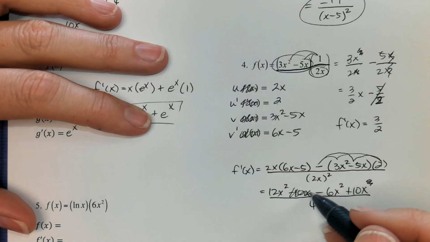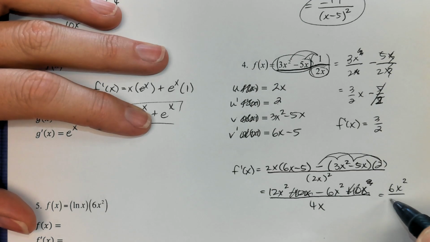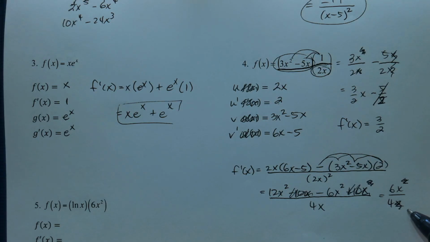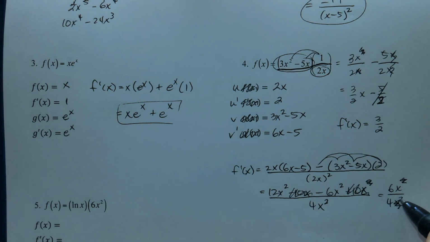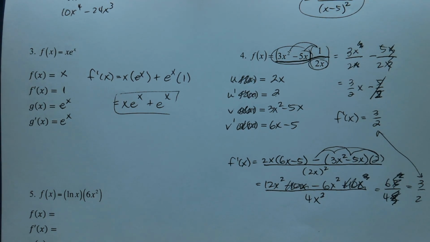So on top, I have 10x and 10x. These guys make 6x squared over 4x. Cancel out one of those. And then I'm going to, oops, where did I miss a squared? Oh, down here. My bad. That's a squared. They both go. I missed that. Then I have 6 over 4, which is just 3/2. So same derivative either way.